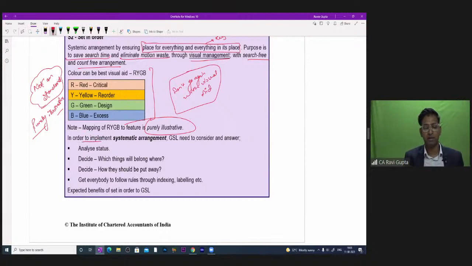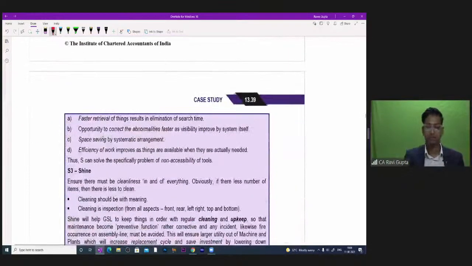In order to implement systematic arrangements, GSL needs to consider and analyze the status, decide which thing will belong where, decide how they should be put away, and get everybody to follow the rules through indexing and labeling, etc. Expected benefits. Now, what will be the benefits? Faster retrieval of things results in elimination of the search time. So definitely you are going to eliminate the search time. There will be faster retrieval.